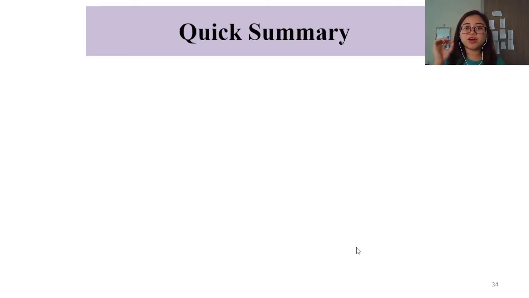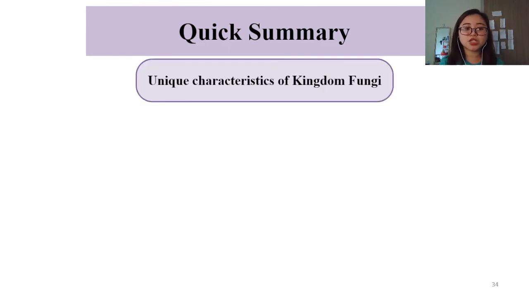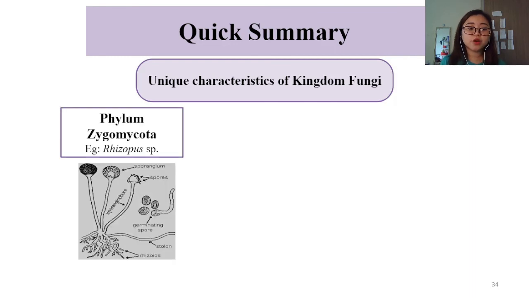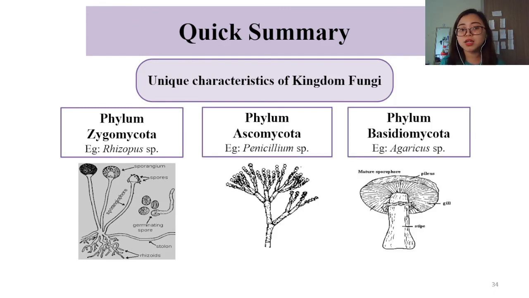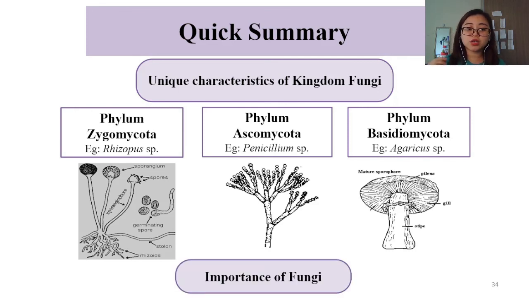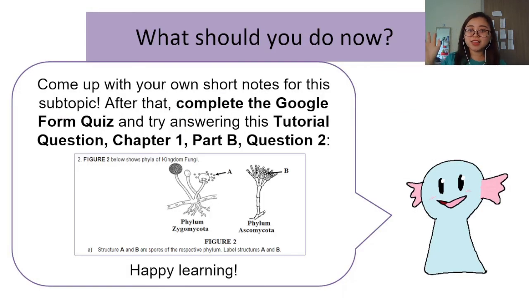Okay, so just a very, very quick summary of what we did in today's lesson and video, which is we looked at the unique characteristics of kingdom fungi. We talked about the three phylum that are in kingdom fungi, which is Phylum Zygomycota, Phylum Ascomycota, and Phylum Basidiomycota. And last but not least, we talked about the importance of fungi. We have 5 main points, but of course, those are not the only points. There are many other importance of fungi as well. Okay, so that's the end for this subtopic.